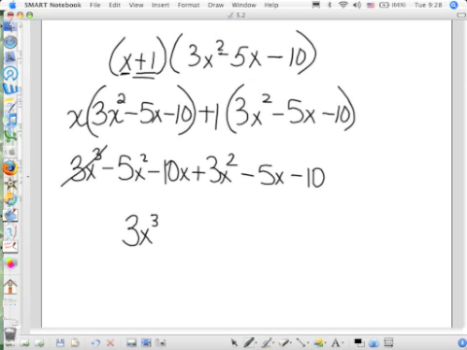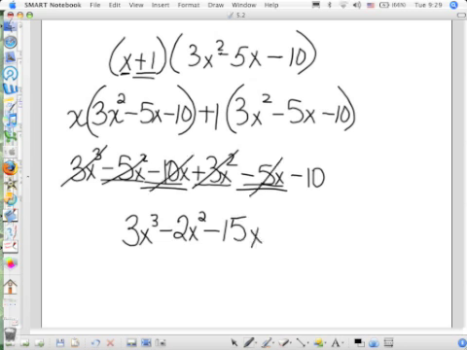Next, I have x squared. Well, I've got a negative 5 and a plus 3x squared, which gives me negative 2x squared, and I'm done with them. Then I have my x terms. I've got negative 10 and negative 5, which gives me negative 15x, and I'm done with them. And now it's plain to see that all I've got left is minus 10. And so now I am done.